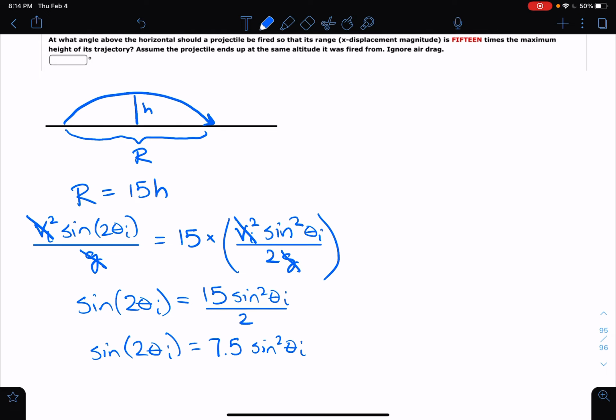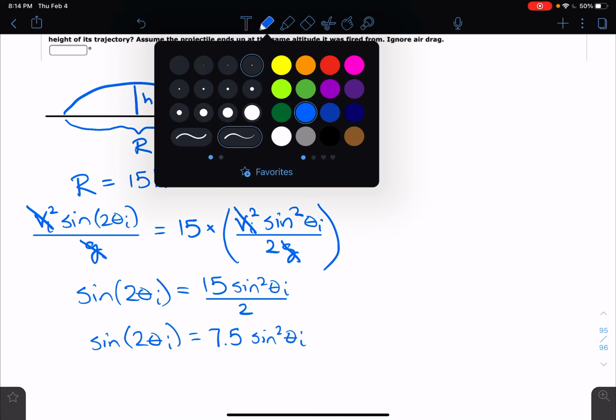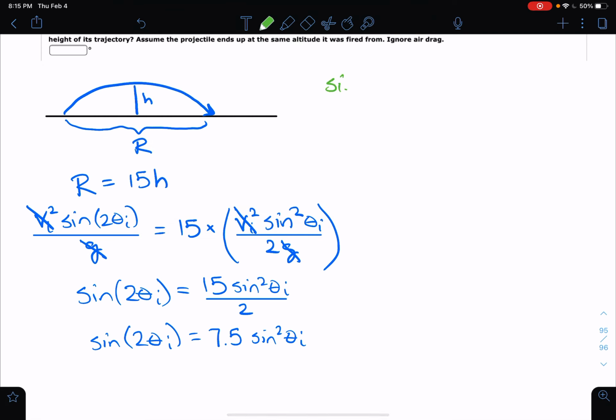Okay, so now what? I can't cancel out the sines because it's the sine of something. The sine itself is just a function. It's not a number. I need the sine of something. And I have two different things. I have the sine of twice the initial angle, and I have the sine of the angle, and then I'm squaring that. So what do we do? Well, what we do here is we remember our double angle formula. The double angle formula is that the sine of 2 theta is equal to 2 sine theta cosine theta.